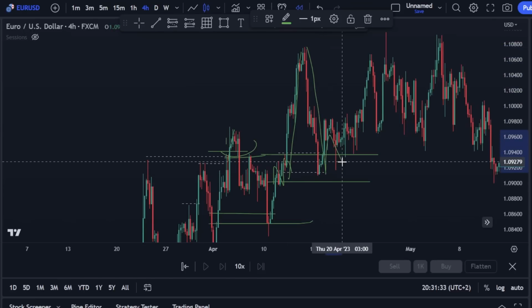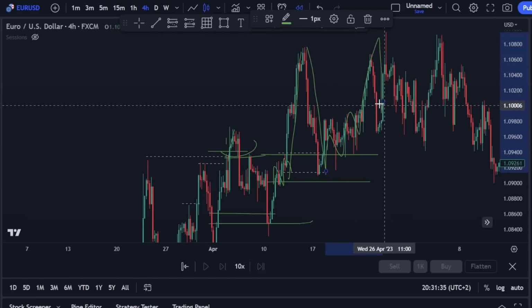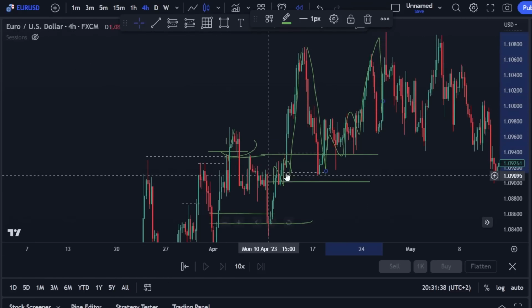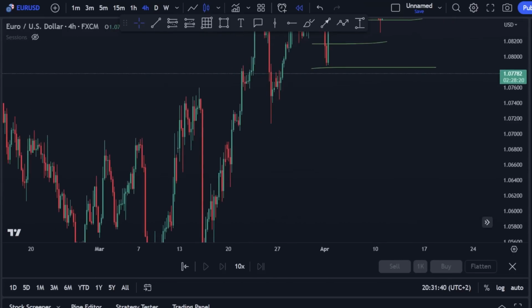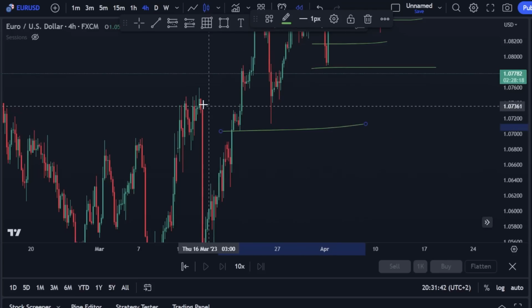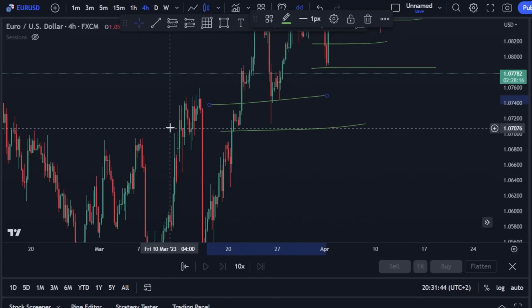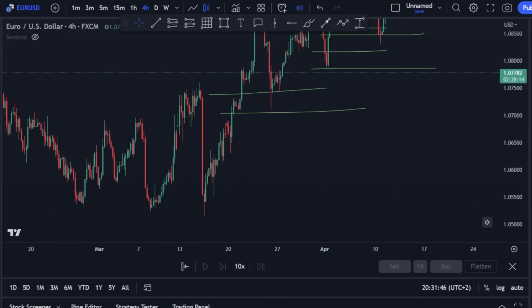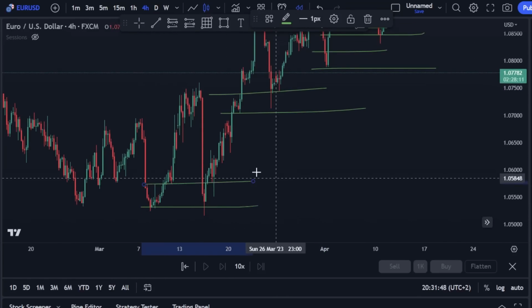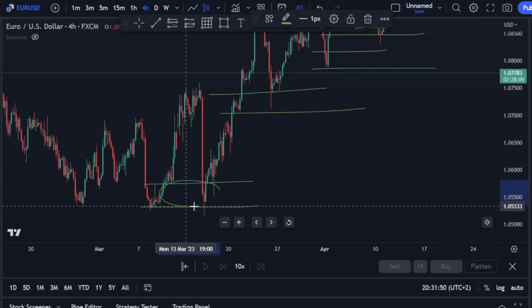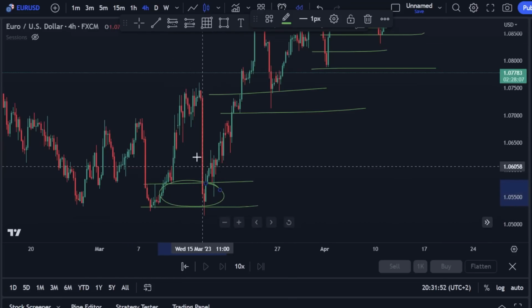Obviously, on the lower time frames, you would be looking for a confirmation, which would be obviously the exact same thing, but on a lower time frame. Once again, you can see that demand here gets respected, okay? Demand here gets respected. And as soon as you come into this zone, you drop down to the lower time frame and then you look for your entry.